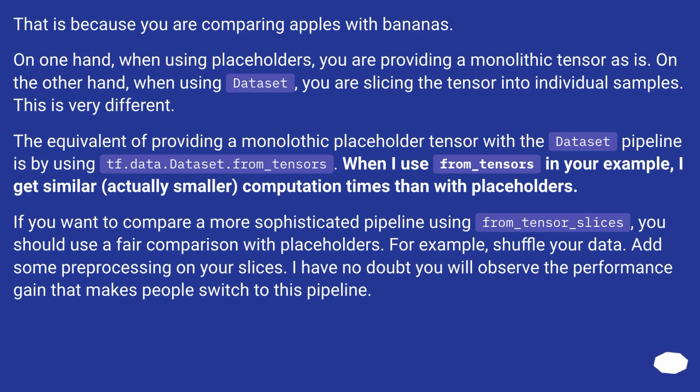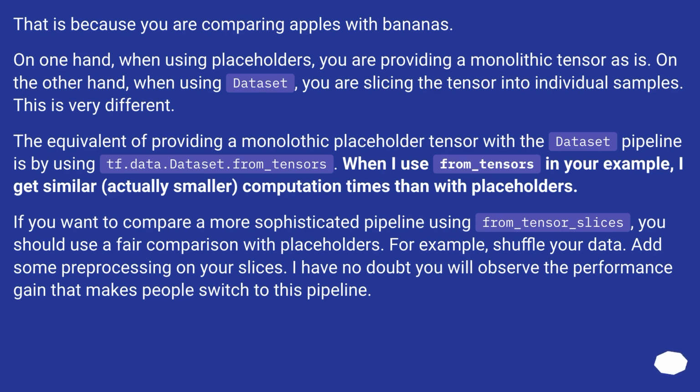That is because you are comparing apples with bananas. On one hand, when using placeholders, you are providing a monolithic tensor as is. On the other hand, when using dataset, you are slicing the tensor into individual samples. This is very different. The equivalent of providing a monolithic placeholder tensor with a dataset pipeline is by using tf.data.Dataset.from_tensors. When I use from_tensors in your example, I get similar, actually smaller, computation times than with placeholders.